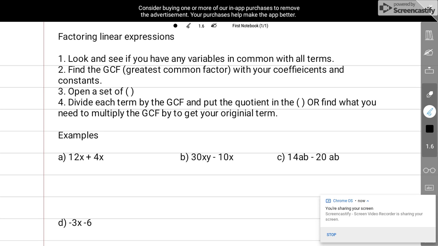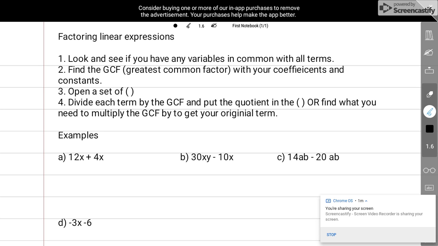Then you open a set of parentheses, and now there's two ways to really figure out what needs to go inside those parentheses. You can divide each of your original terms by your GCF and put the quotient in the parentheses, or you can find what you need to multiply that GCF by to get back to your original term. So a lot of this sounds very abstract. Let's do a couple examples and see how we feel about it after that.